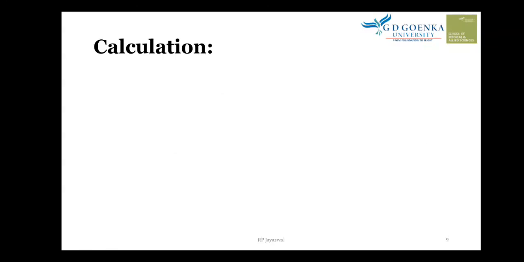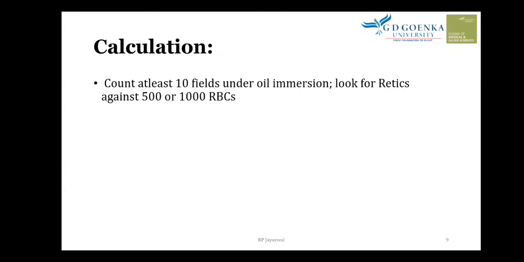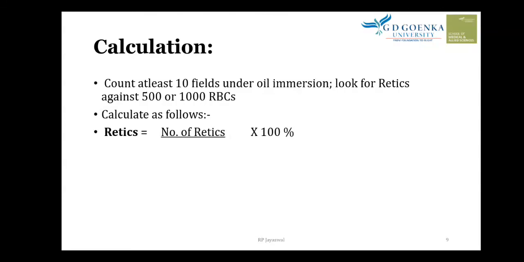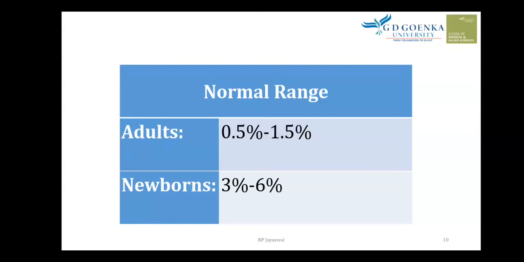How can we do the calculation? Count at least 10 fields under oil immersion, look for retics against 500 or 1000 RBC. That we have already done. Now the calculation is very simple. We can calculate the reticulocyte count by the formula: number of retics divided by number of RBC counted, multiplied by 100. So the value comes in percentage, and this is the normal range. In adults, the normal range for reticulocytes is 0.5% to 1.5%. Newborns usually have values of 3% to 6%, which are considered normal.